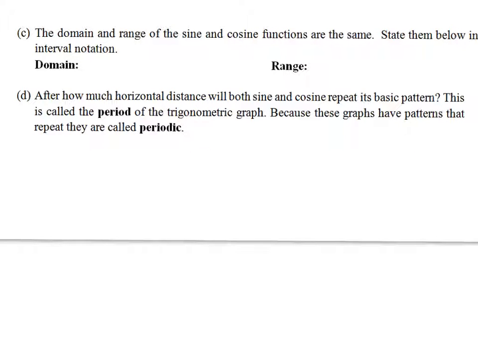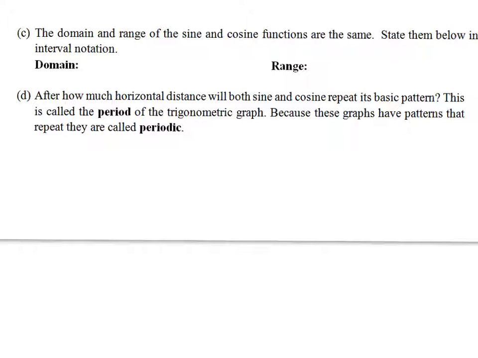So question C says the domain and range of the sine and cosine functions are the same. State them below in interval notation. So for our domain, that of course is our x, or our input values. We've got our inputs as radians, but our inputs could have just as easily been in degrees. And I can measure degrees or radians as decimals, as fractions, positive values, negative values.